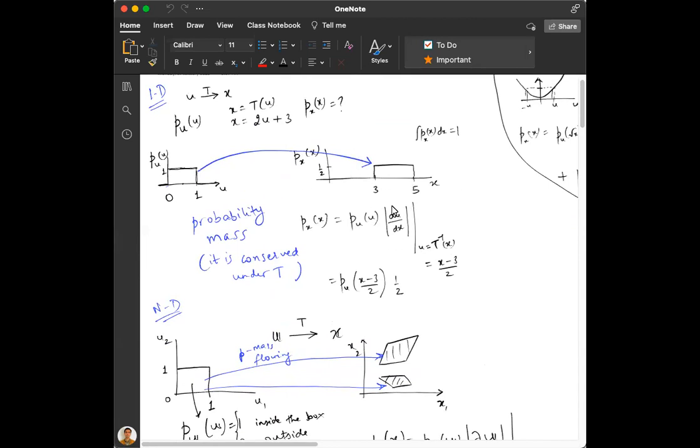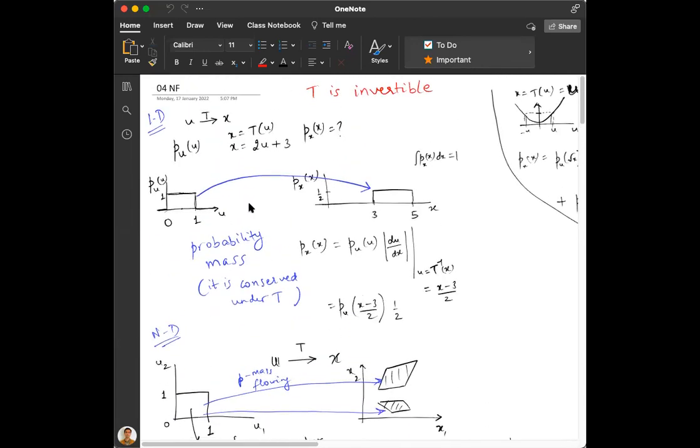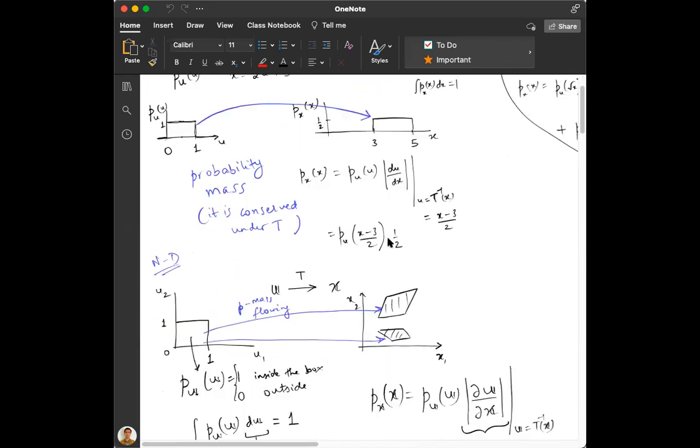Okay, this formula is valid if it is a, what is the condition? Anybody remembers? Invertible transformation. Yes, if it is a bijective transformation or invertible transformation. And in case it is not invertible, then what will happen? We'll have that summation. Yes, your x will map to various u's and you have to sum up all those probability masses. So in our discussion, we are assuming t is invertible.